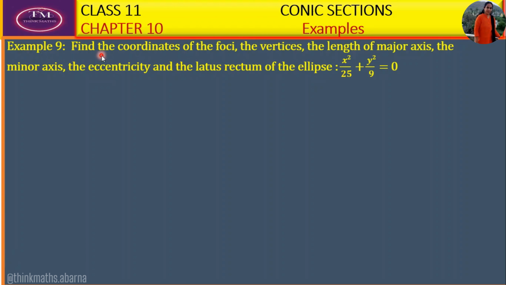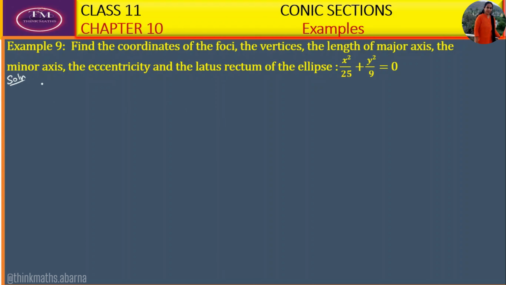So example 9: find the coordinates of the foci, the vertices, the length of the major axis, the length of the minor axis, the eccentricity and the latus rectum of the ellipse x square by 25 plus y square by 9 equal to 0. So this is the equation of the ellipse. With this equation, we have to find out the coordinates of foci, vertices, length of major axis and minor axis, eccentricity and latus rectum of the ellipse. Okay. Now, let me start the solution.